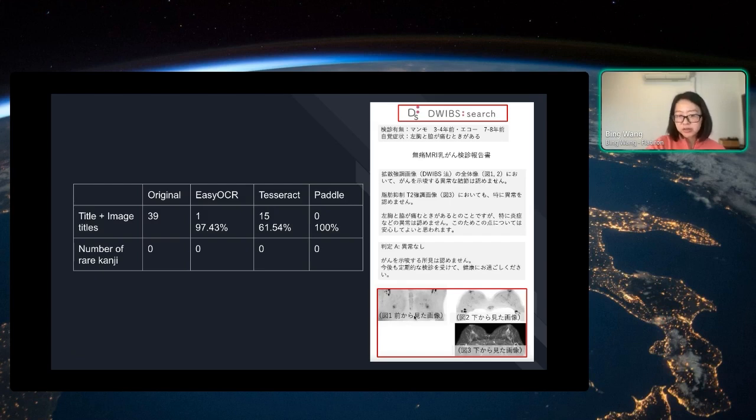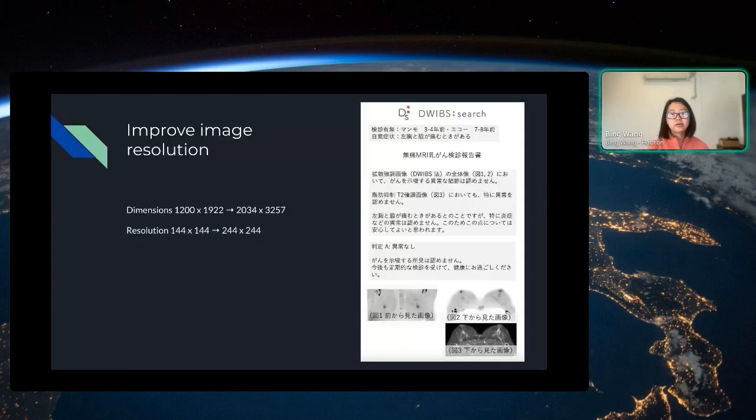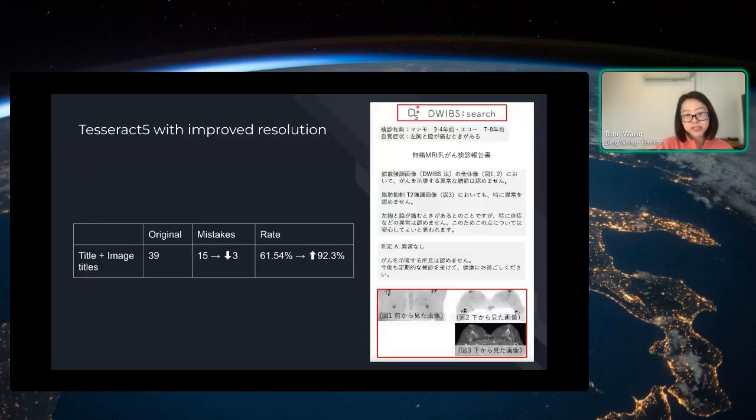So it missed a lot of the image titles. And then in terms of the main bodies, all three models did very well converting image to text. Then I got curious, and I tried to apply some heuristics to improve the quality of the image and see if the models perform better. So I improved the pixel density of this document by 100% and then fed this document back to Tesseract.